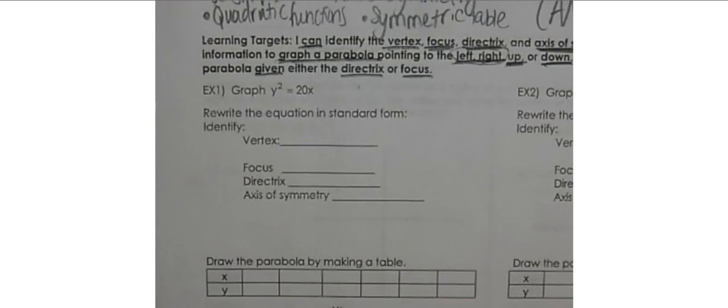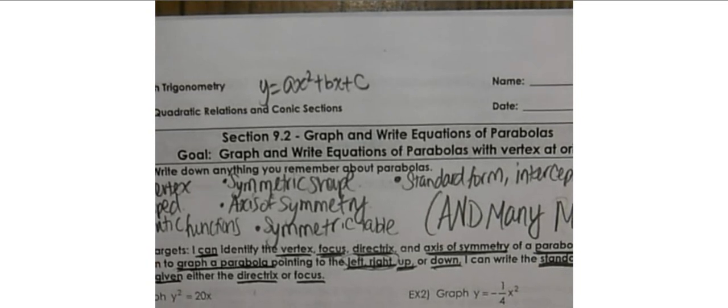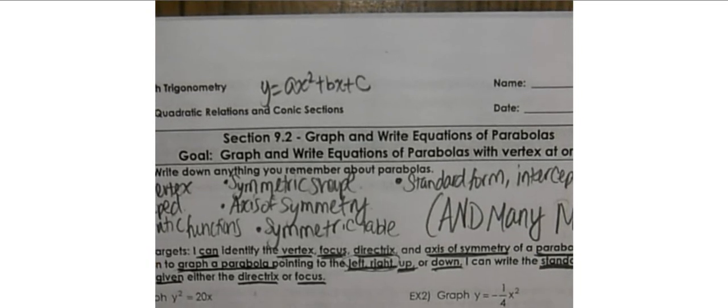In example number 1, we have y squared is equal to 20x. And we're not used to the fact that this has a y squared. We're used to parabolas looking like y is equal to ax squared plus bx plus c. We're used to parabolas having an x squared in it. That's how we always know that it's a parabola. It's quadratic. It falls into the quadratic family. And so for us to start off with having a y squared, that's different.